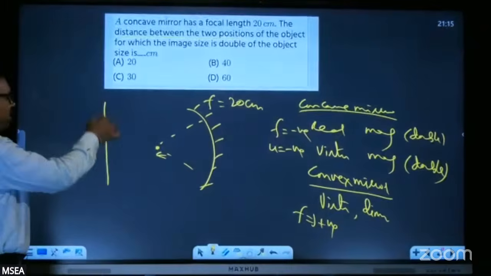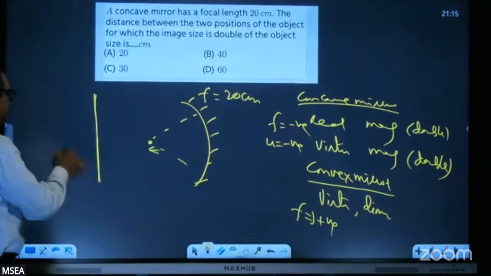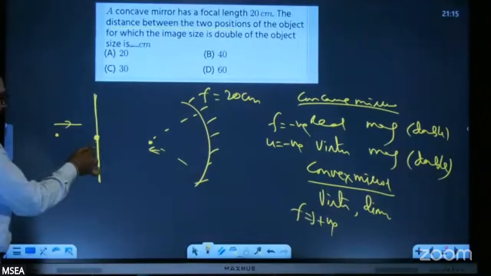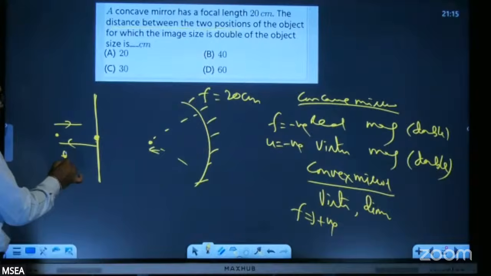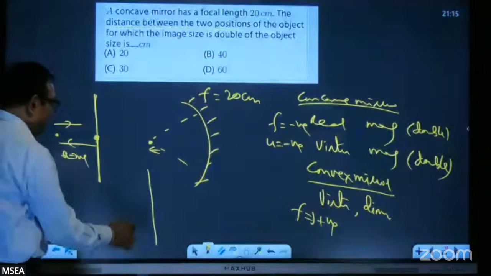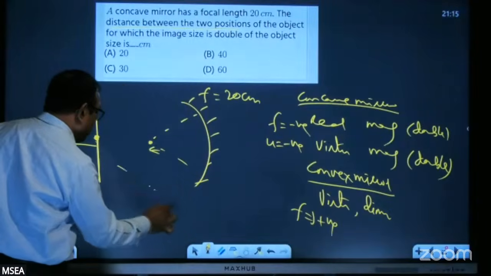This is the mirror, or this one is what? For an optical surface, if the object is here, then we can measure from the object, from where the ray starts, like this. U should be taken as what? Negative.